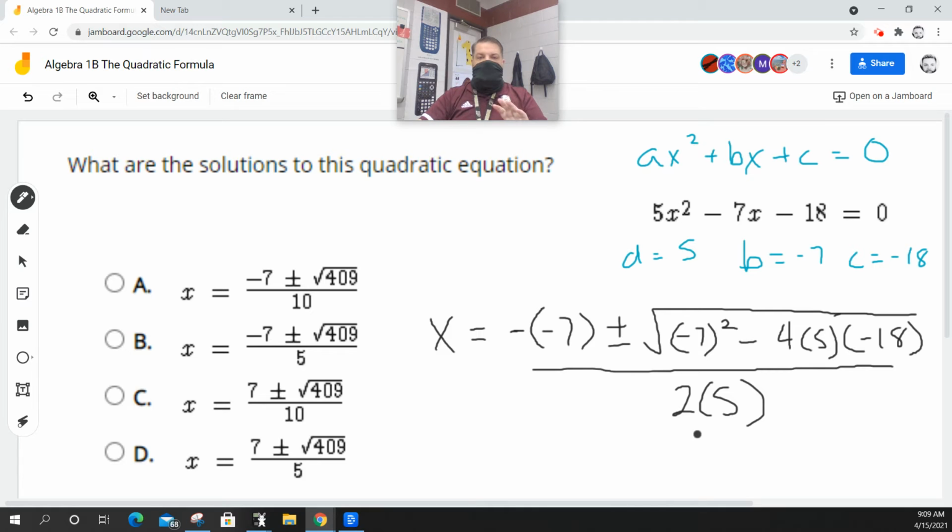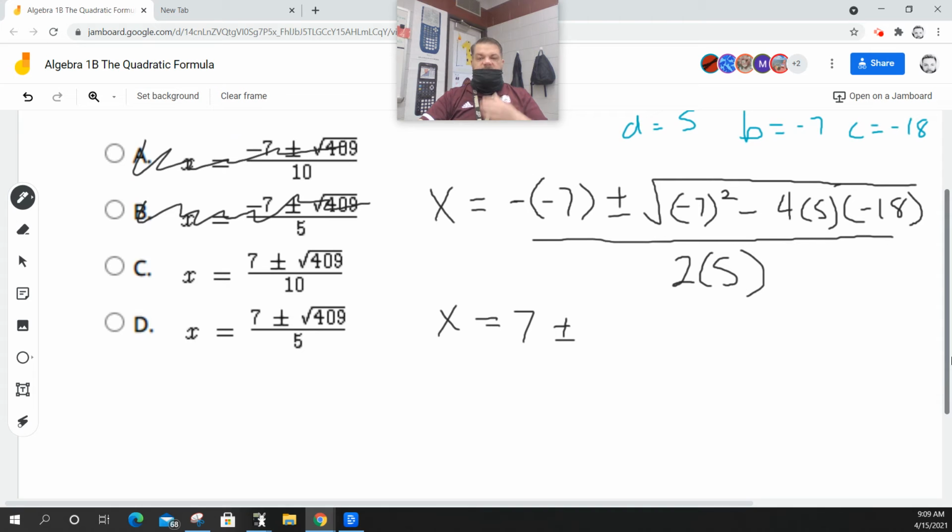So right now, from the very beginning, I know that this first term, what's a negative times a negative? Positive. So this is going to be a positive 7. Now, before I do anything else, that means that the answer can't be A and it can't be B. Now, if I look, the denominator can be 10 or 5. I'm not going to pass any judgment on that because I might be able to reduce it. I don't know yet. So I've got to continue working.